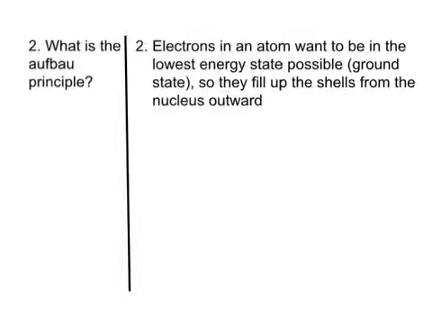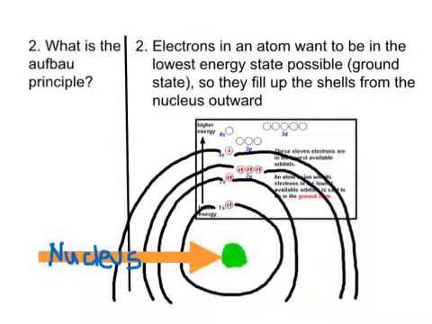So our second question of these notes is, what is the Aufbau principle? It is basically the principle that says that electrons fill up their shells from the nucleus first, and then they go outward. So here's a picture that is supposed to sum it all up, all the different energy levels and how electrons are seated in these energy levels, shells, and orbitals.